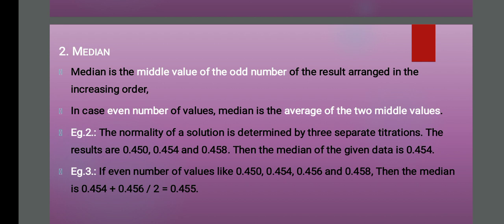So the next example is an even number of data. How many values are given? 4 values are given: 0.450, 0.454, 0.456 and 0.458.